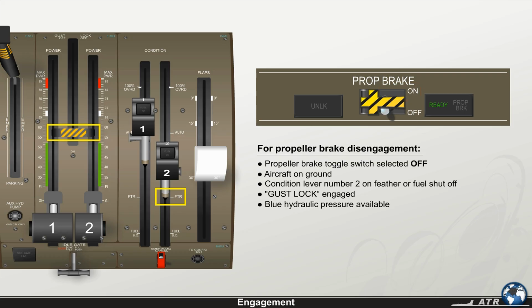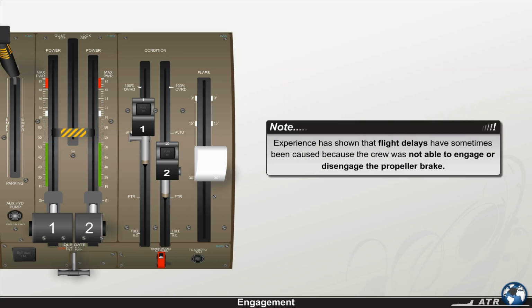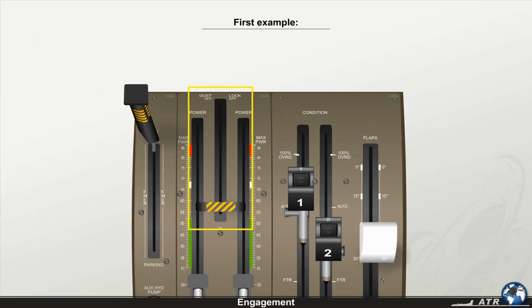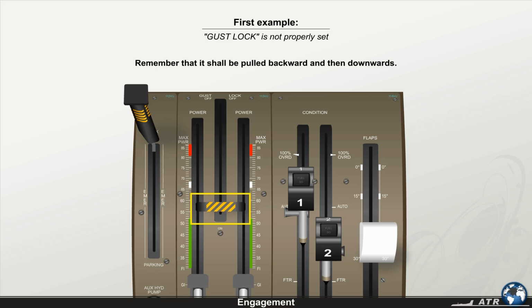Basically, the same logic applies to the propeller brake disengagement. The only difference is that the propeller brake toggle switch has to be selected off. Experience has shown that flight delays have sometimes been caused because the crew was not able to engage or disengage the propeller brake. The first example is when the gust lock is not properly set. Remember that it shall be pulled backward and then downwards in order to have the gust lock set at the correct position.